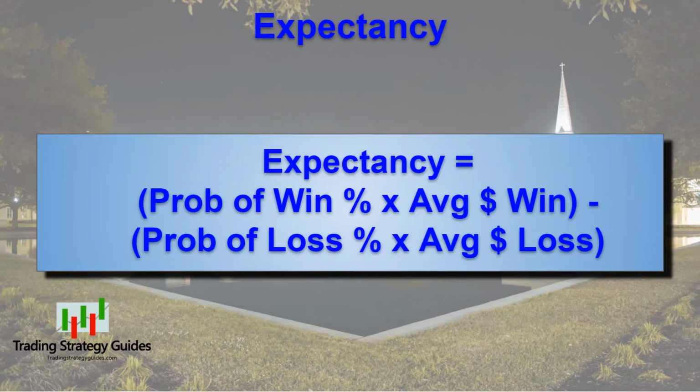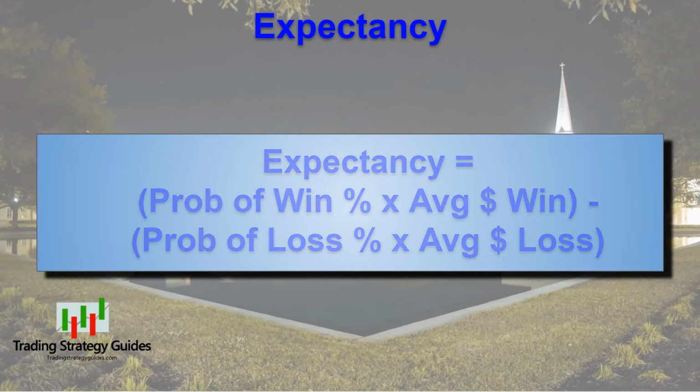Let's take it one step further and see how to calculate the expectancy of your trade system. Expectancy equals the probability of a win percent times the average dollar win minus the probability of loss percent times the average dollar loss. For example, let's assume that our average trader Joe has figured out he wins on average 45% of the time, and on average that equates in dollar terms to about $600 per trade. But at the same time he loses 55% of the time, which on average we'll assume translates into a $250 loss per trade. So what's Joe's expectancy?